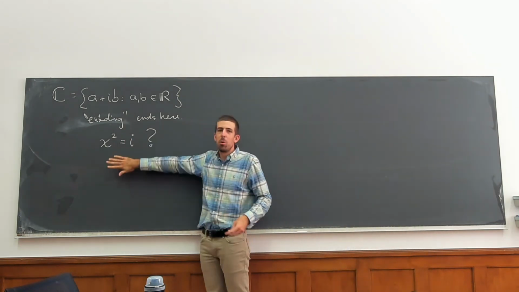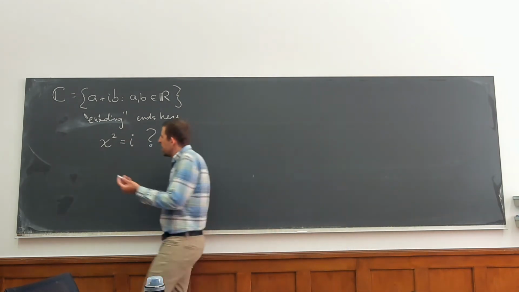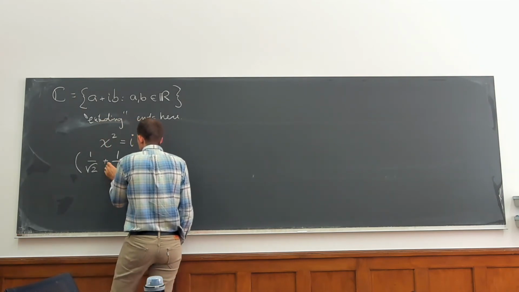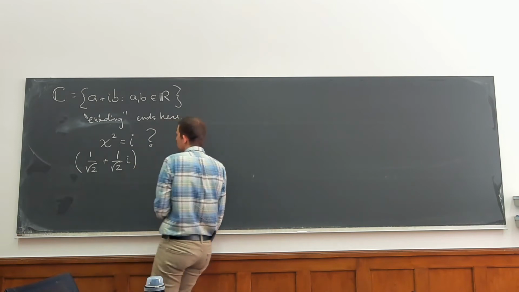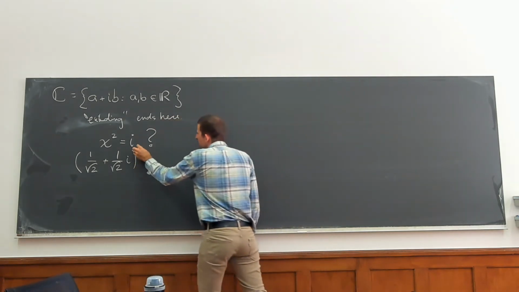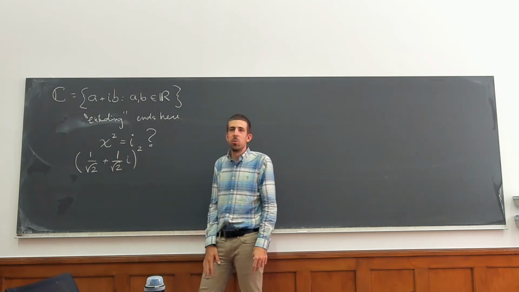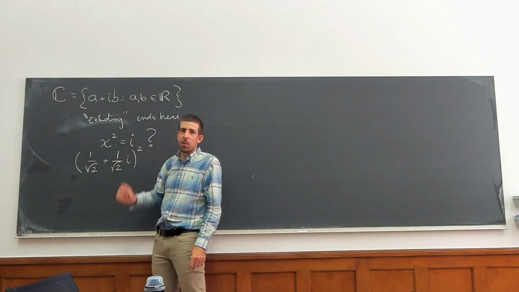The complex numbers will already have solutions to this. And okay, I'll write the solution, and it will seem like it comes just out of my hat, but very soon we'll see exactly how I do this. If I take the square of this number, 1 over square root of 2 plus 1 over square root of 2 times i, this is a complex number.